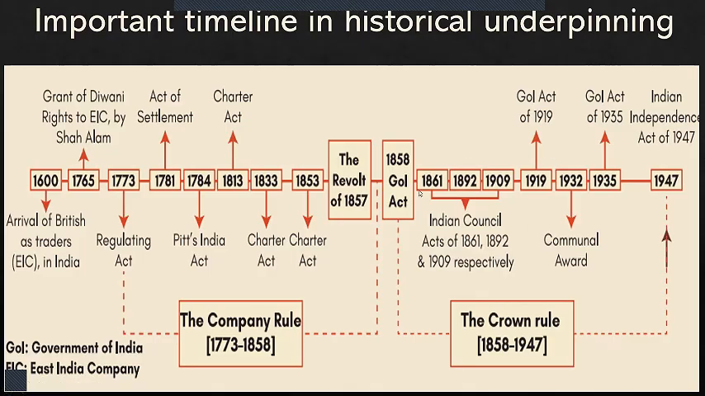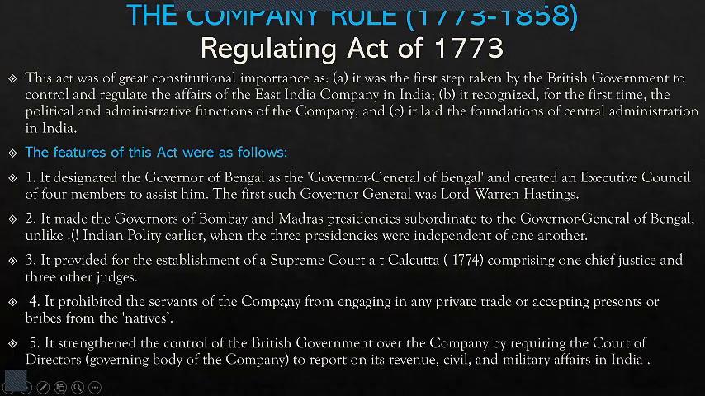So all these things come under the Crown Rule, and the earlier things come under Company Rule. Today we will study the Company Rule. Let's see the next. Here we have our Company Rule from 1773 to 1858. First we will study the Regulating Act of 1773. Let's see.